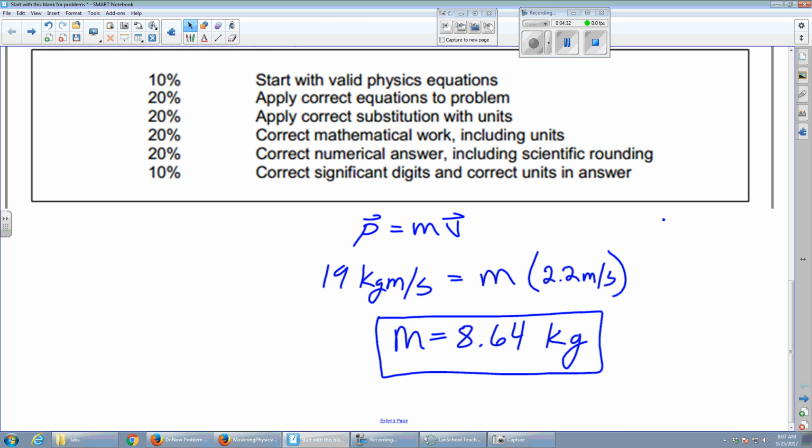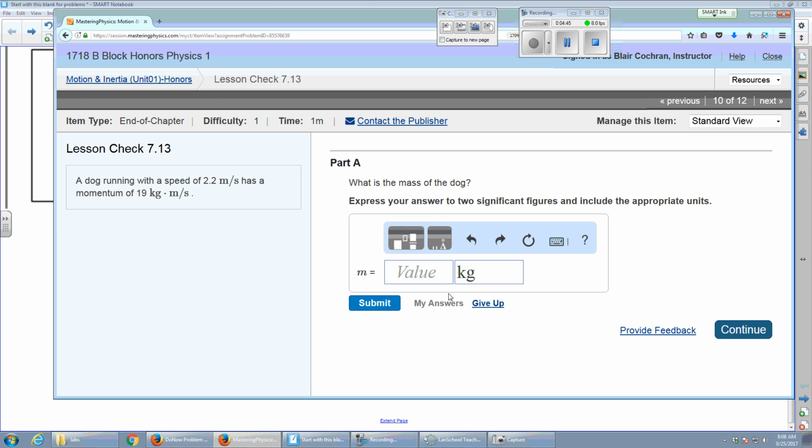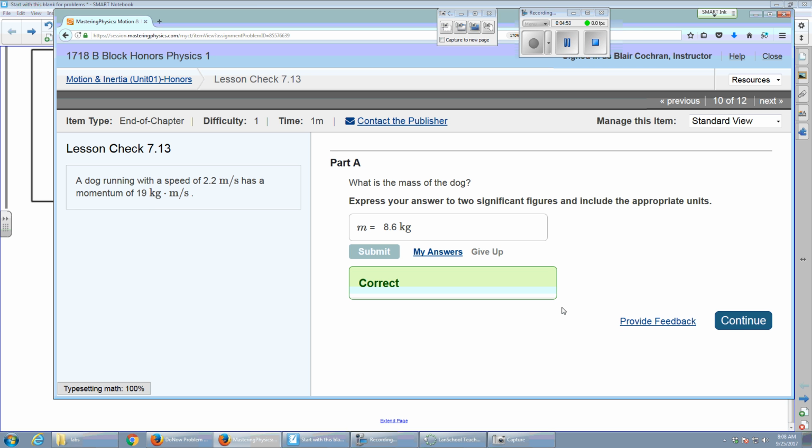Which I hope is right, first thing Monday morning. They want 2 sig figs? Okay, so I'm going to put in 8.6. I have it set to not take off credit. Even if I put in 8.64, it won't take off credit. It'll just say you didn't use 2 sig figs. Yay!